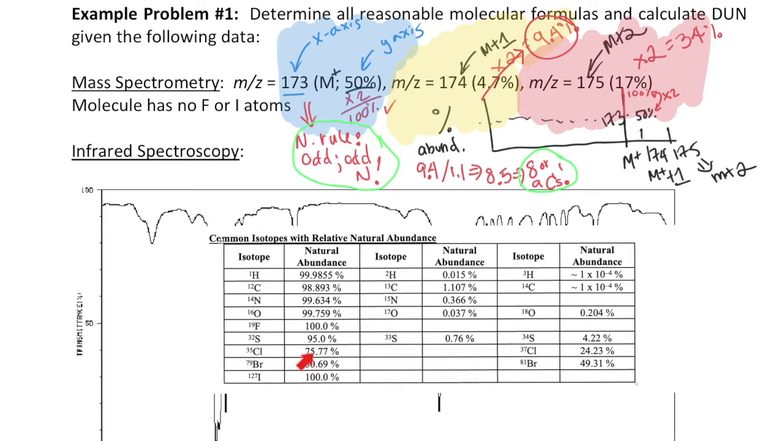So chlorine is present in 75% is 35, but only 25% is 37, so that's a 3-to-1 ratio. Or in other words, this is 1/3 of that. This is 50-50. These are a 1-to-1 ratio. And this is 4%, so it's small but big enough to be seen. So which pattern does this represent the most? 3-to-1, 1-to-1, or 4%? So think about that.